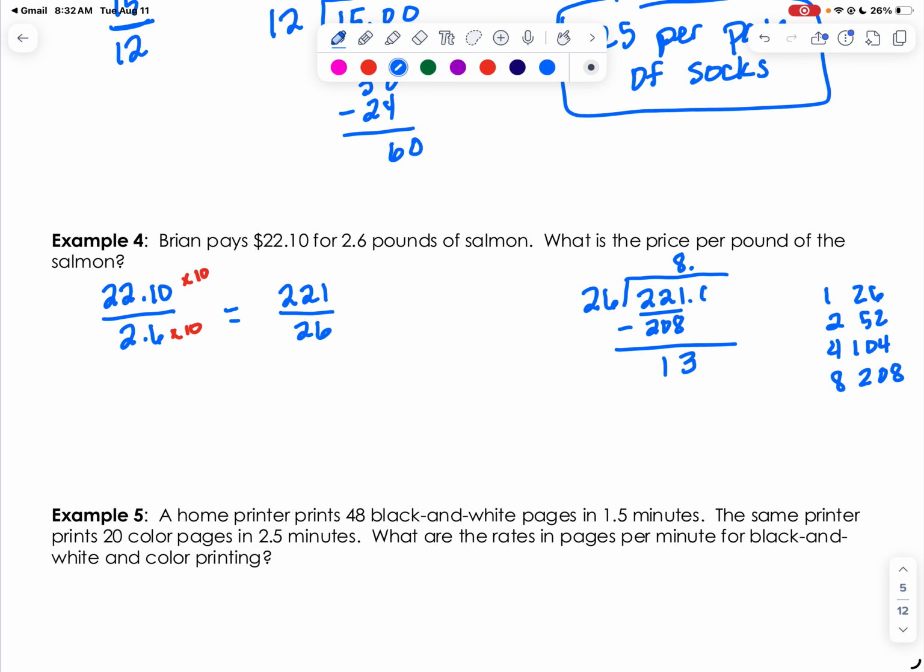So I'm going to have to add a decimal and a 0. So I'll bring down the 0. Now I want to note how many times 26 will go into 130. So I know 4 times 26 is 104 from my ratio table. But what if I added the 1 and the 4 together to get 5? And if I added the 26 and the 104? 104 plus 26 is 130. So I know this is a 5. So 5 times 26 is 130. So the price per pound is $8.50 per pound.